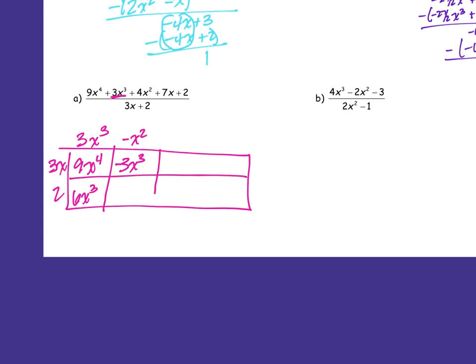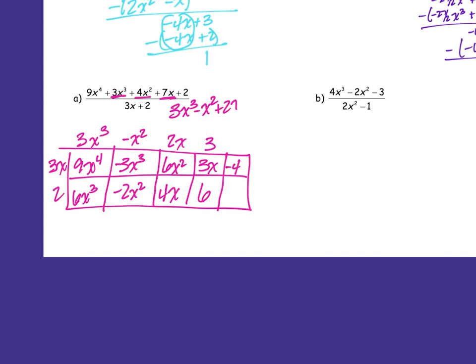Please tell me if I do something wrong because I'm doing this quick. Negative 2x squared. What do I add to negative 2x squared to get 4x squared? 6x squared. So that should be 2x. And so that's 4x. What do I add to 4x to get 7x? 3x. So that should be 3. So this is 6. What do I add to 6 to get 2? Negative 4. So 3x cubed minus x squared plus 2x plus 3 minus 4 divided by 3x plus 2.